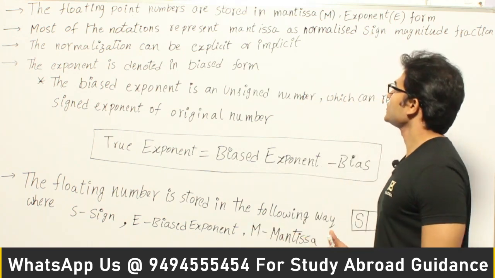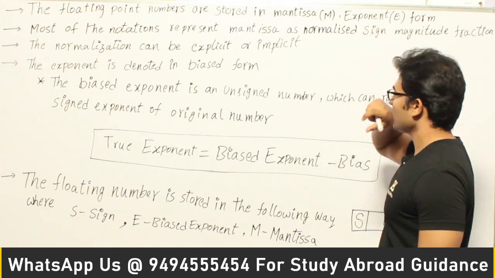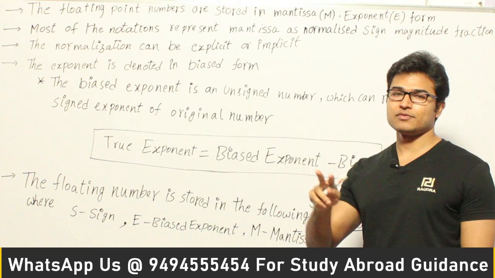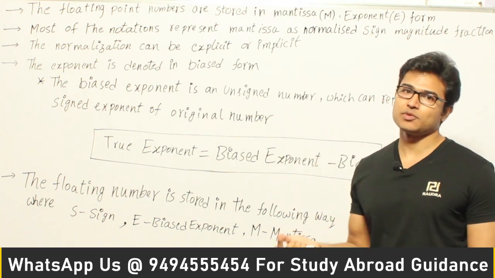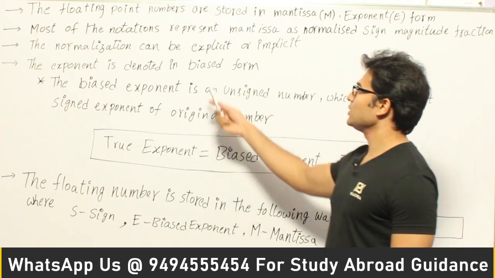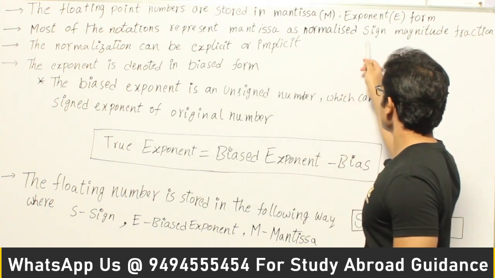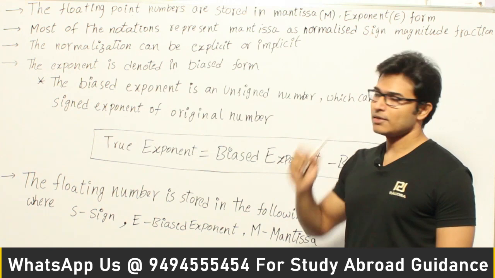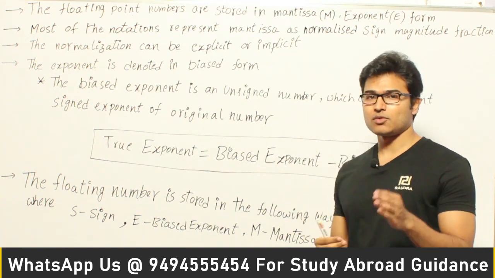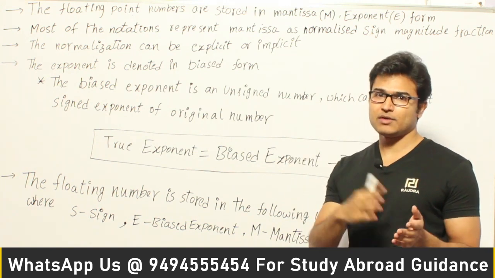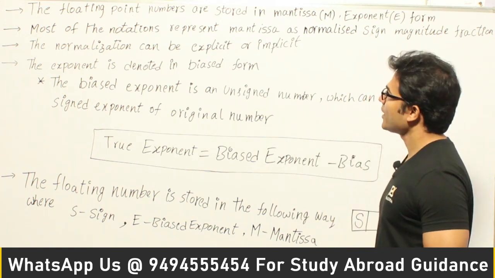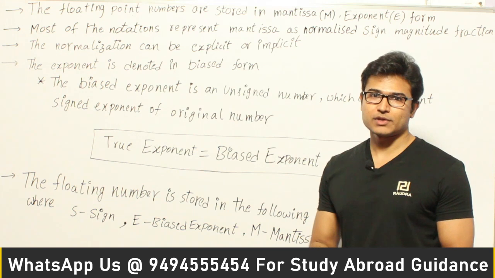The floating point numbers are stored in mantissa exponent form. Which means if you are having a floating point number, then you are going to write it as if it is containing mantissa and exponent. Now most of the notations represent mantissa as normalized sign magnitude fraction. So what is sign magnitude? You know this. You are going to have positive sign or negative sign, and the magnitude. If you represent both of them, it is going to be sign magnitude. So mantissa is going to be represented that way, right?